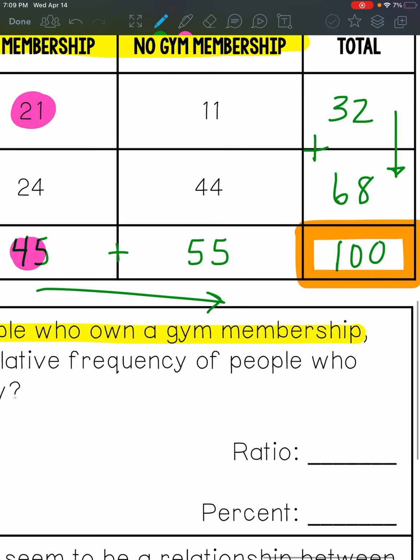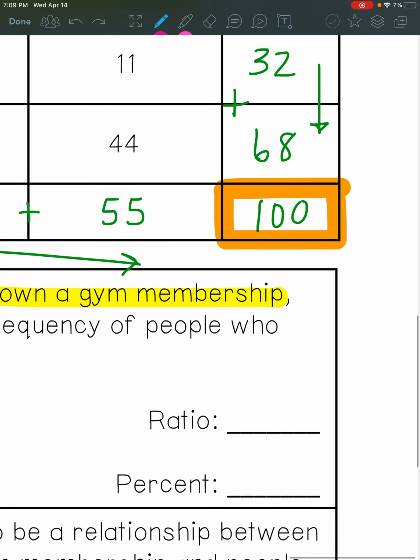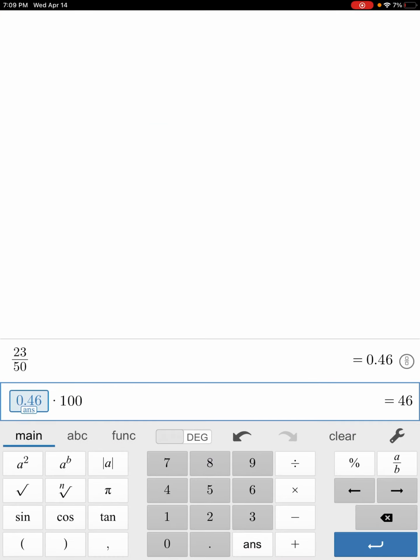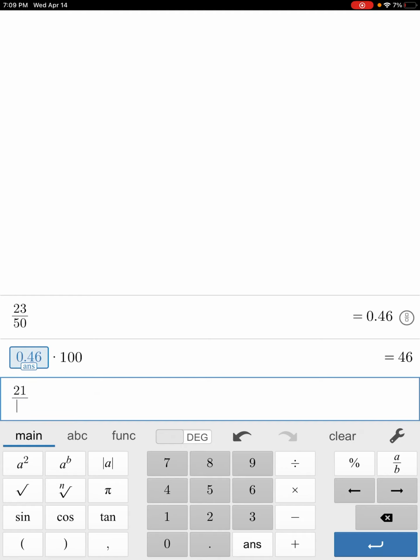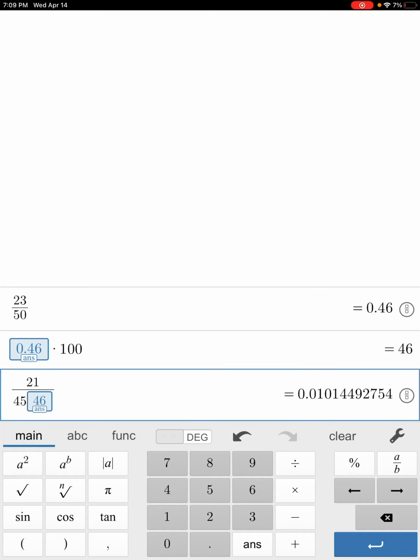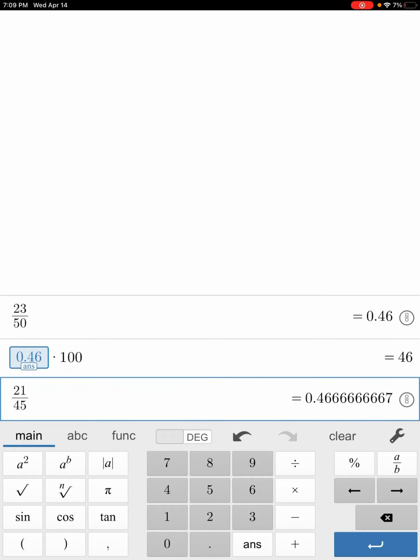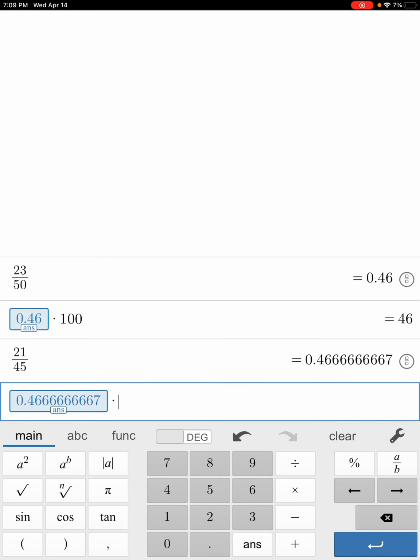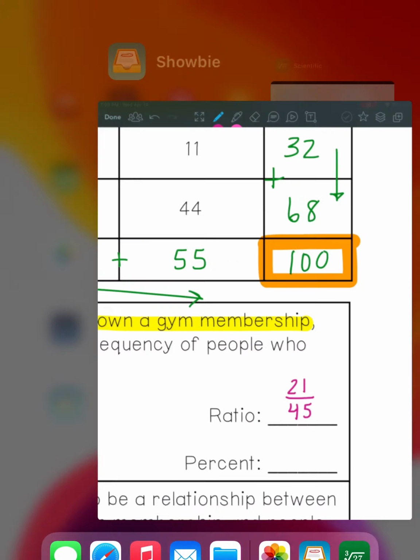So we could come off to the side here. Our ratio would be 21 out of 45. And then we need to change that to a percentage. I don't know that one off the top of my head. So 21 divided by 45. Here we do have a repeating decimal. So we could either move that decimal 2 places to the right, or we could take that answer and multiply it by 100. So if we rounded that to the nearest whole number, it would be 47%.